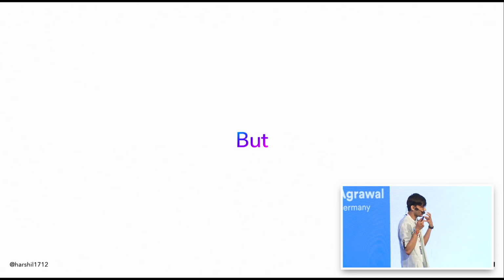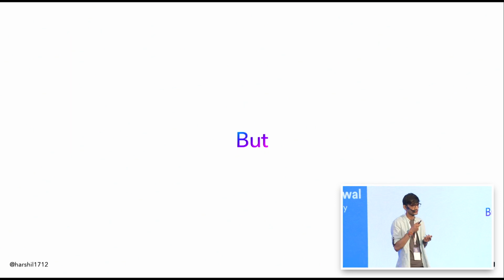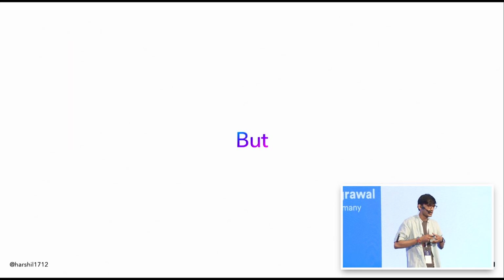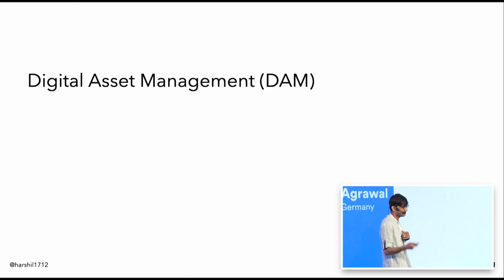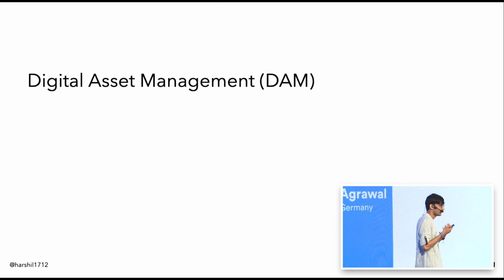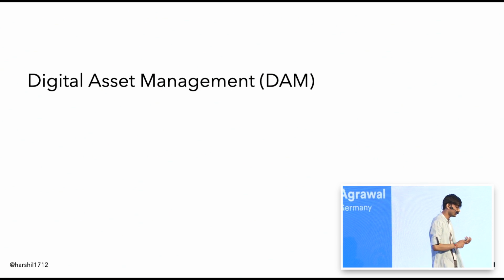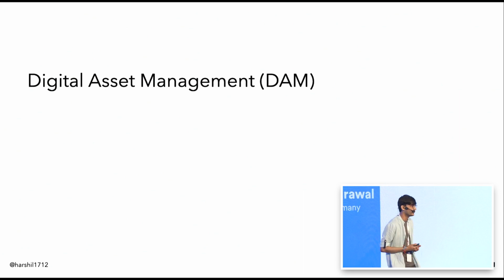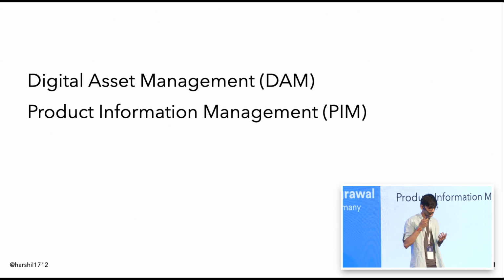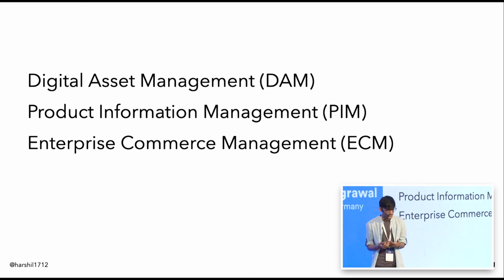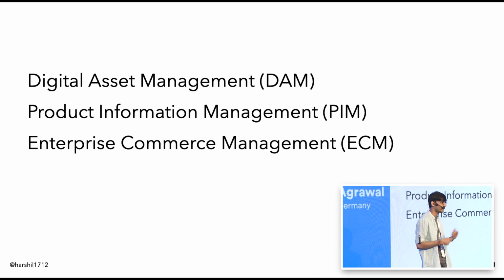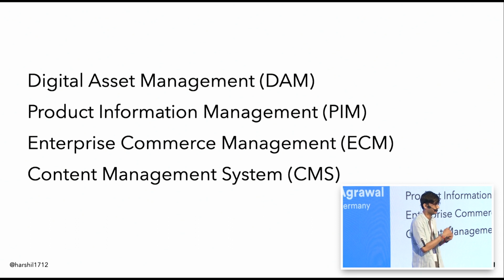But with the emergence of headless CMS, new systems also came into the picture, and platforms were not just using a headless CMS. There were platforms like digital asset management systems, which teams started using to manage digital content. And this digital content can be PDF files, audio files, images, or videos as well. If you were building an e-commerce store, you would use a product information management system to manage the information of your products. If you wanted to really have an e-commerce store, you would use an ECM. And then again, to manage your content, you would use a content management system.